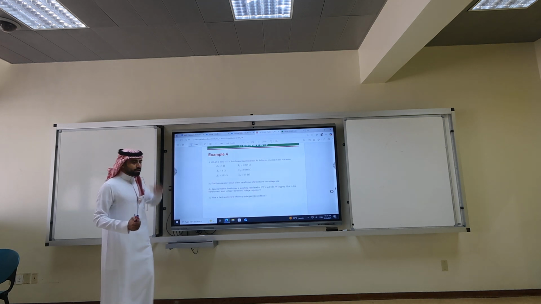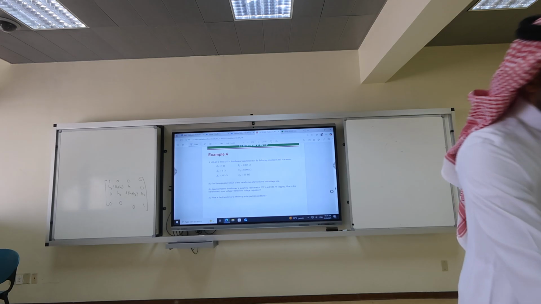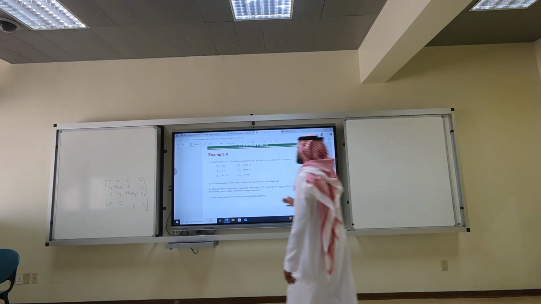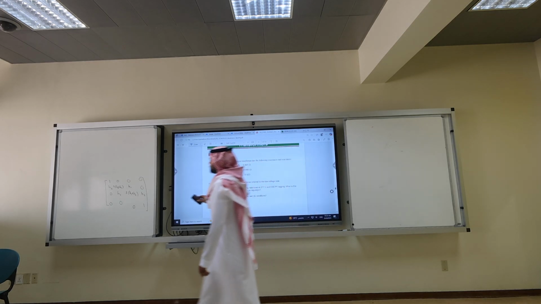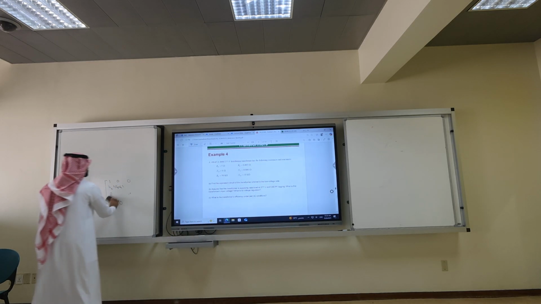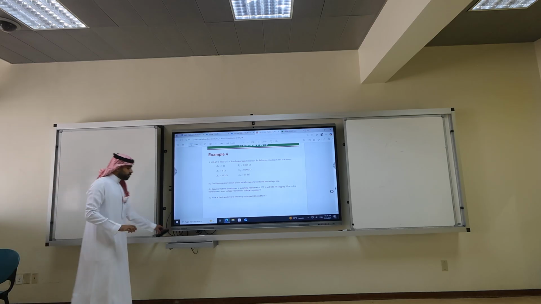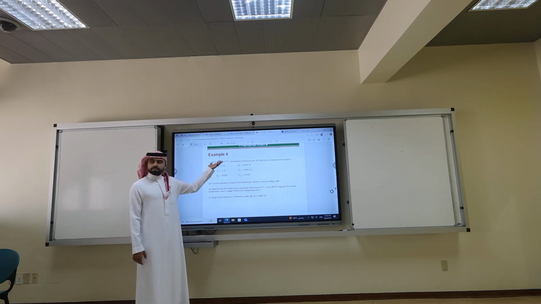Let's do an example, number 4. What is this example? 100 kVA. Is this rated for the transformer, rated for the load, or rated for the transmission line? What is this?